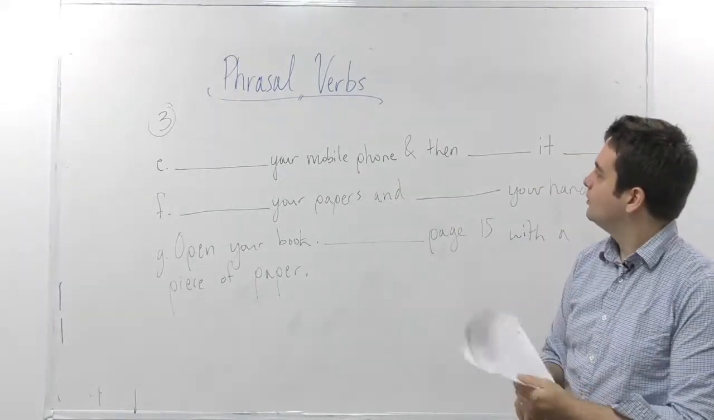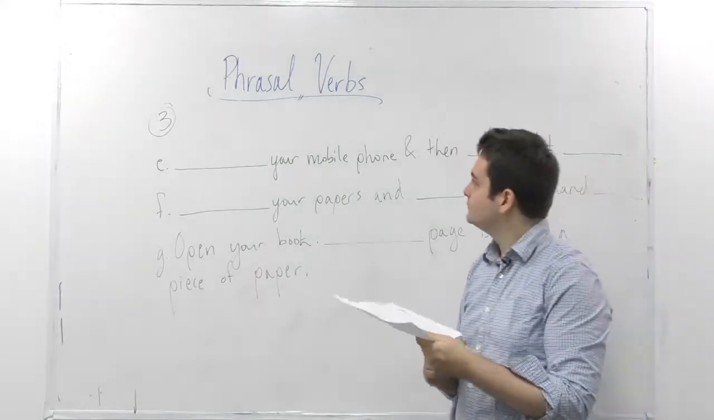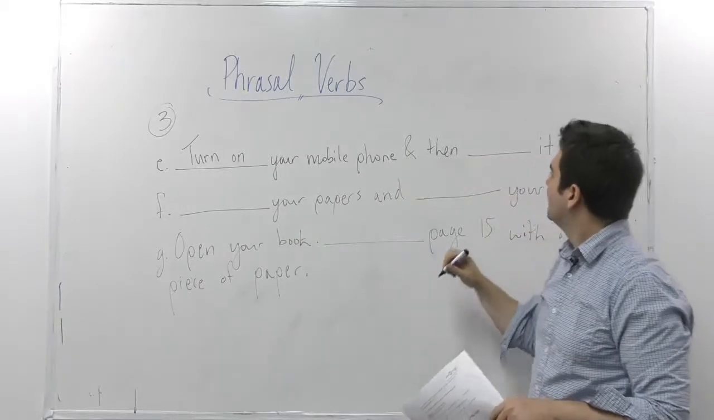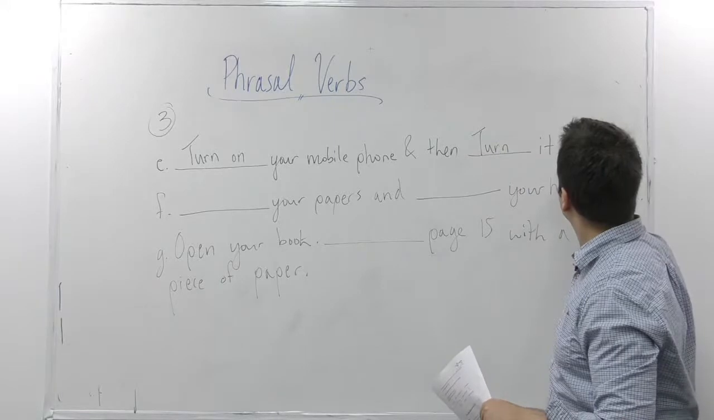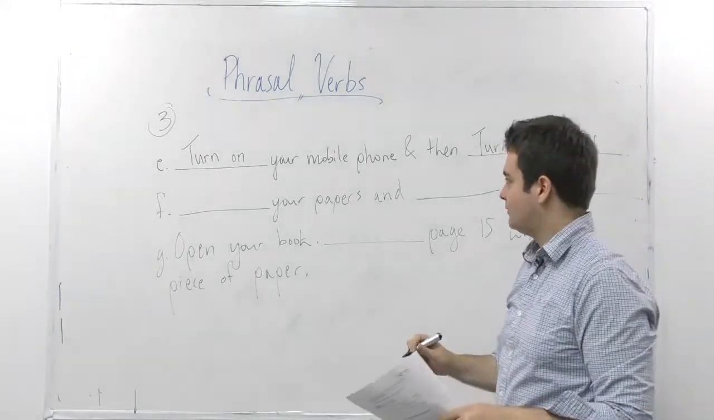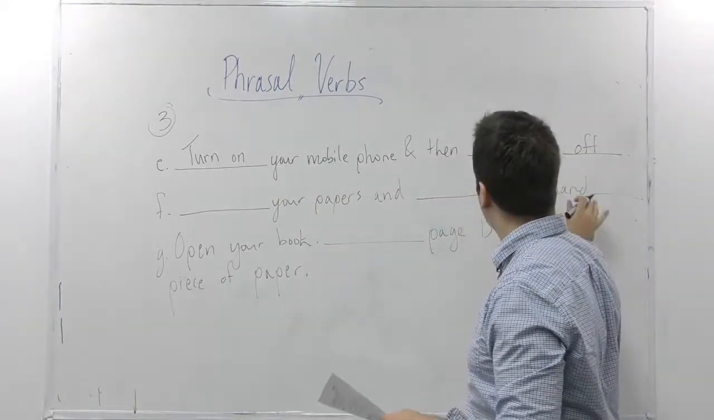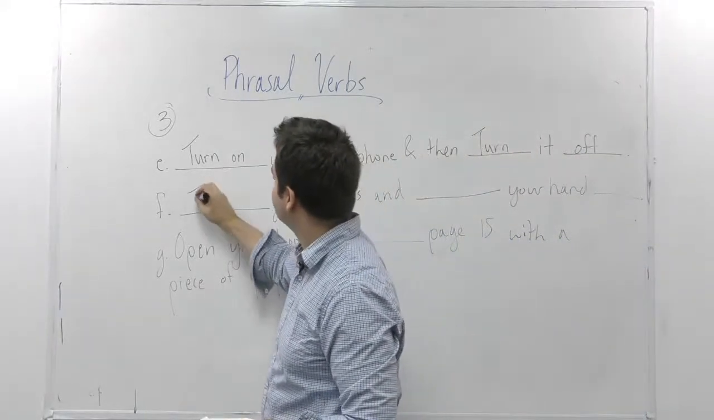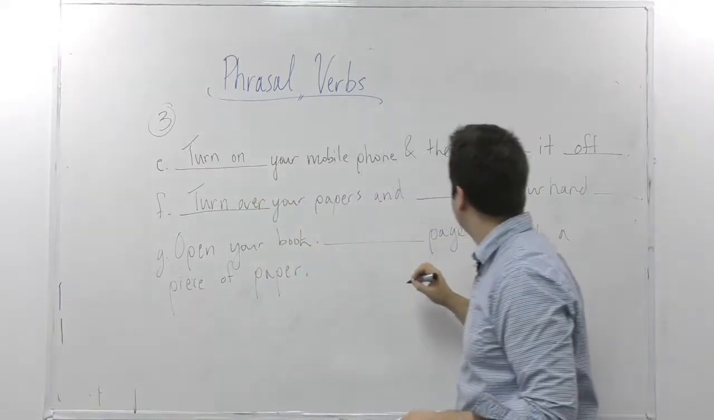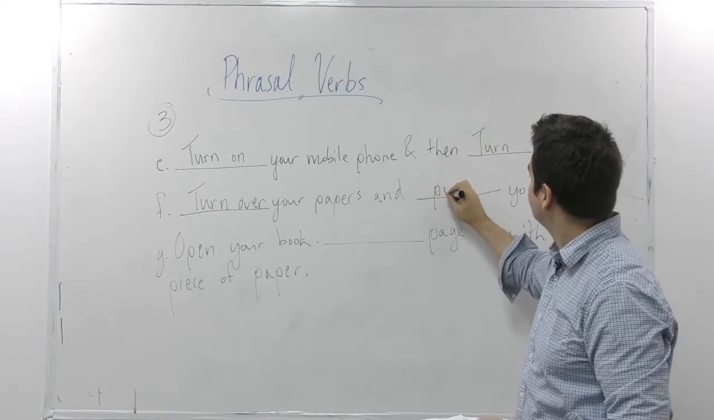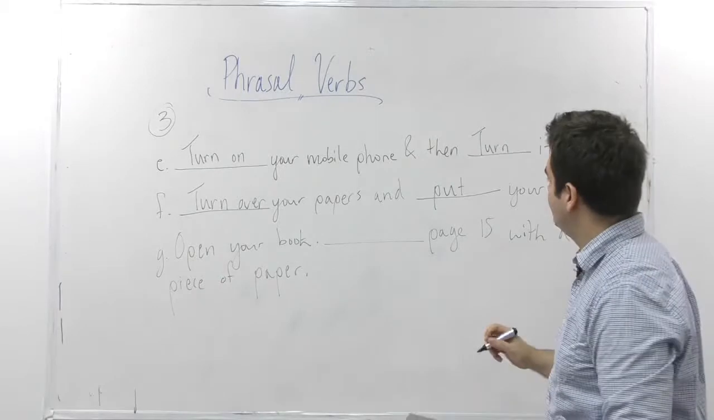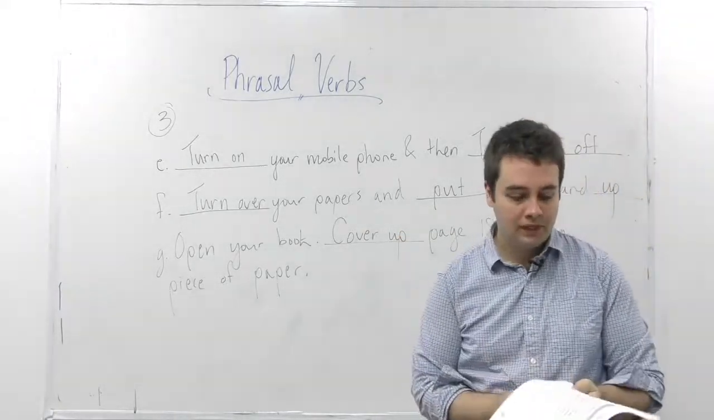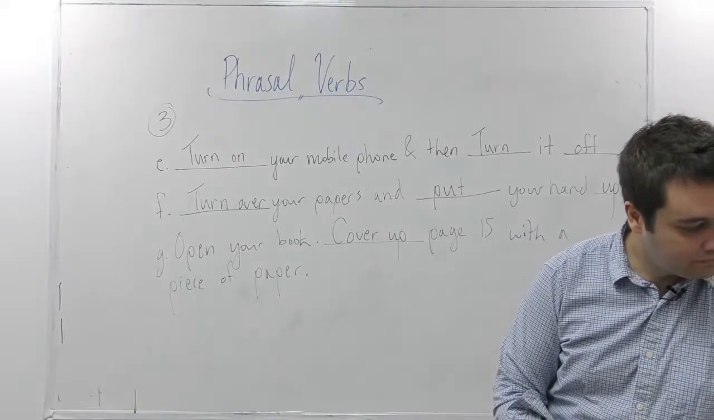Okay, so thinking about E here, can you guys think what is the answer? Blank your mobile phone and then blank it blank. Well, it is turn on your mobile phone and then turn it off, right? Blank your papers and blank your hand blank. That is turn over your papers and put up your hands. Open your book and cover up page 15 with a piece of paper. Okay, guys, we got two more, I believe, here. Oh, no, we're good.